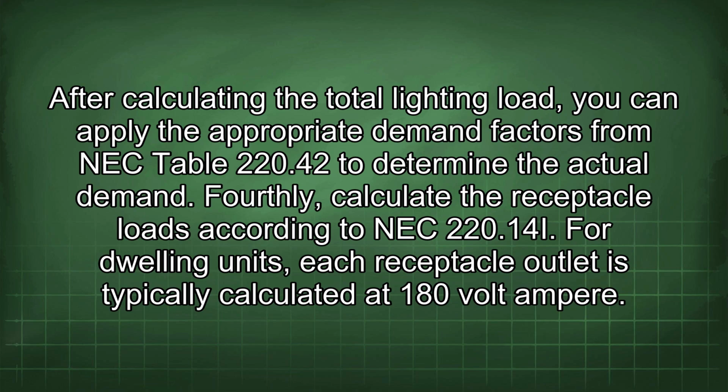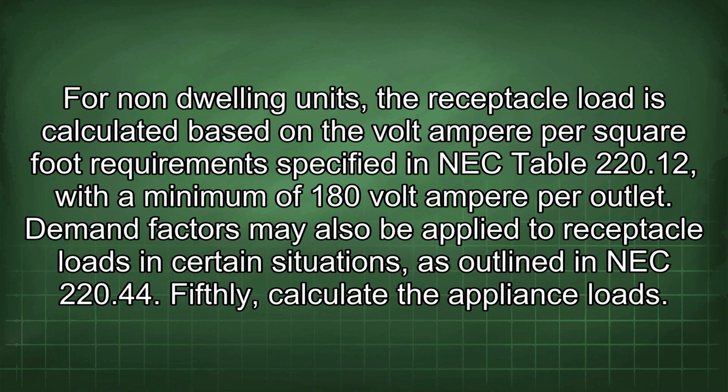Fourthly, calculate the receptacle loads according to NEC 220.49. For dwelling units, each receptacle outlet is typically calculated at 180 volt-ampere. For non-dwelling units, the receptacle load is calculated based on the volt-ampere per square foot requirement specified in NEC Table 220.12 with a minimum of 180 volt-ampere per outlet. Demand factors may also be applied to receptacle loads in certain situations, as outlined in NEC 220.44.